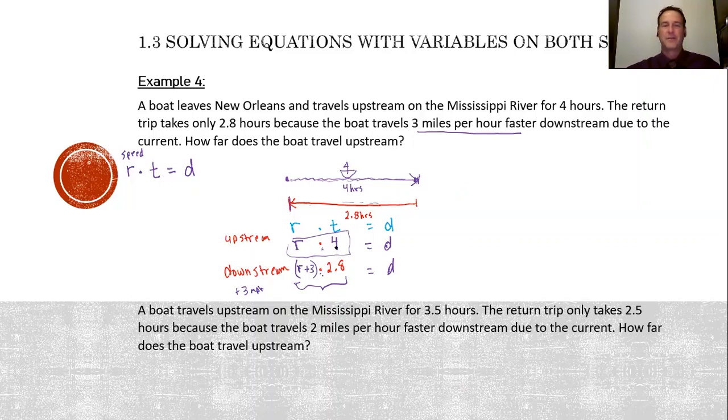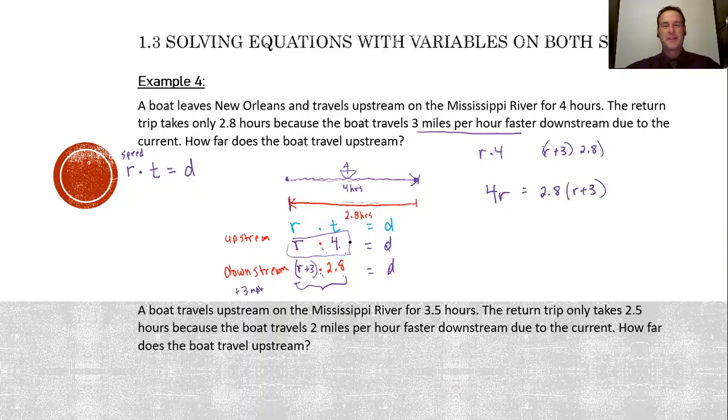Okay, so the first one says r times 4. Let's make that look a little nicer, because I don't like r times 4. Let's call that 4r. Okay, and this 4r is the same as what I have right here. These are both equal to d, and that means they're both equal to each other. Now this says r plus 3 times 2.8, and I'm going to just flip it around.